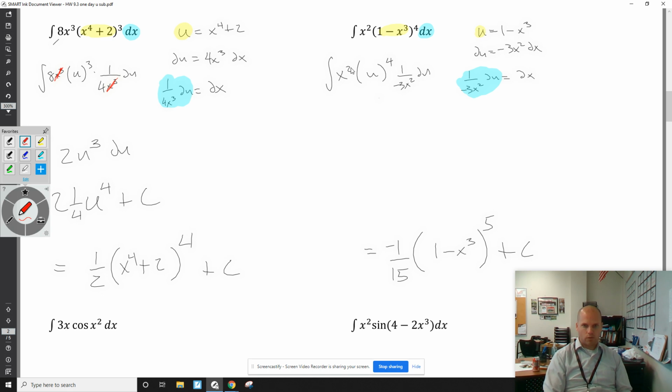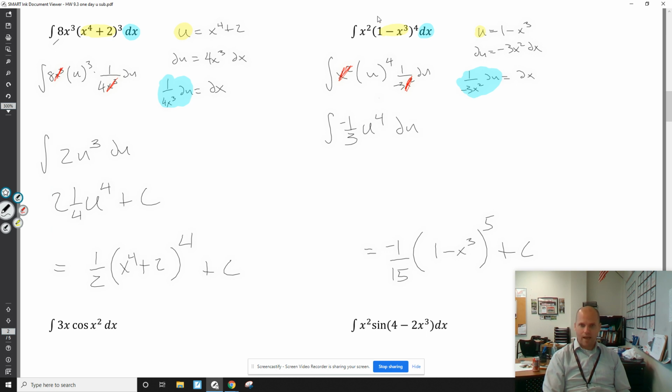If stuff is right in the world, I'm just left with u's. This is an indication that U-substitution works, if you can get rid of x's. If you can't, then you know that you made a mistake in your U-substitution. I get this. Easier to look at, easier to take the antiderivative of. I do that. I get u to the 5th times 1/5. The 1/5 and the negative 1/3 combine to give me negative 1/15.